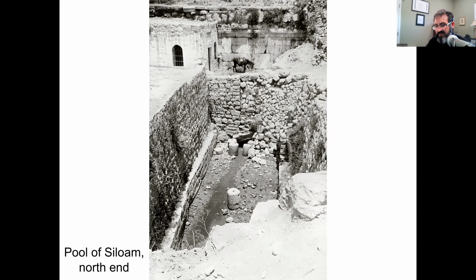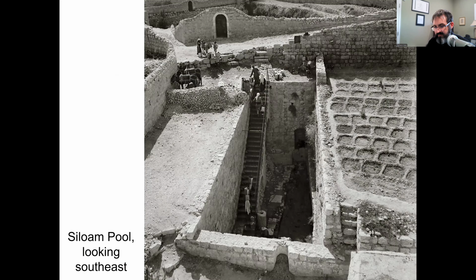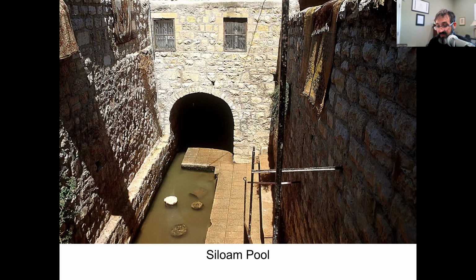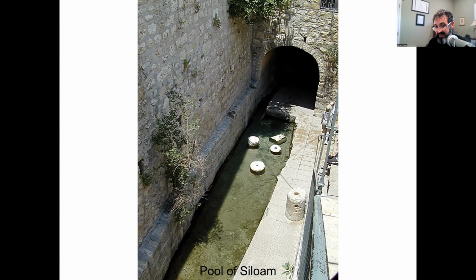These are old photos of the Pool of Siloam. And again, here is the temple area, that Dome of the Rock. That is where the ancient temple stood, and then the Pool of Siloam. And you can see the Gihon spring there as well that feeds the water into that pool. And there's another photo of today. Go and wash in the Pool of Siloam.